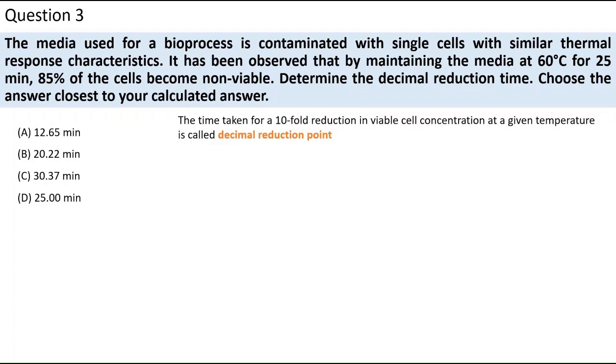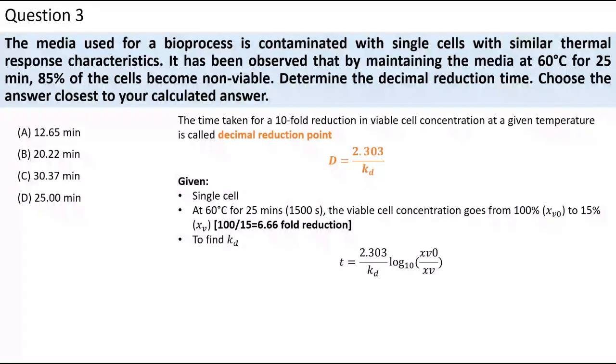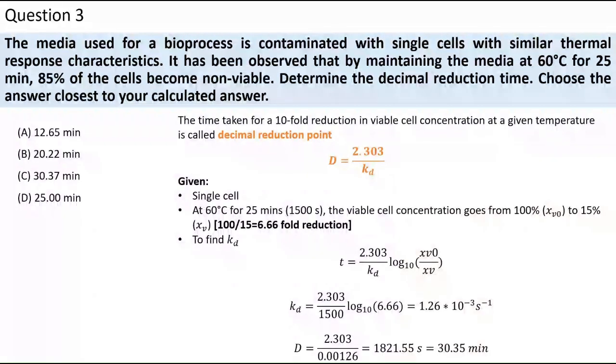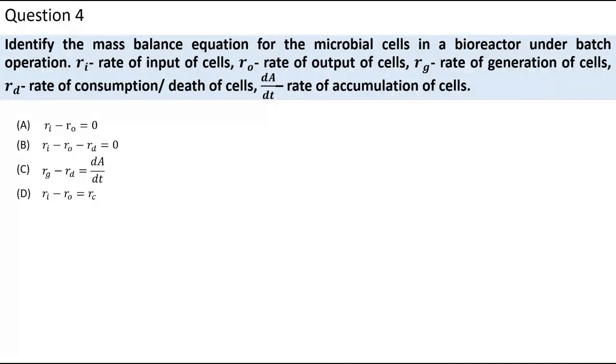The decimal reduction time is nothing but the time taken for a 10-fold reduction in the viable cell concentration at a given temperature, and this is the formula. As we have to find out Kd, we have taken this formula, t is equal to 2.303 divided by Kd, log of X0 divided by Xv, and we have found out Kd, and when we substituted Kd further in the decimal reduction time equation, we got the answer 30.35. Okay, moving on to question 4.